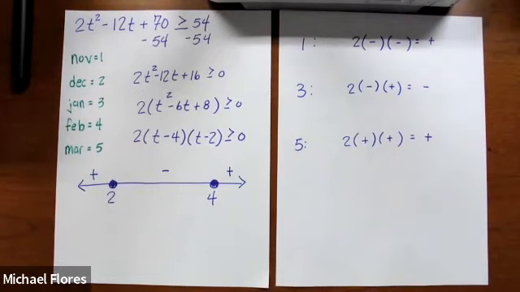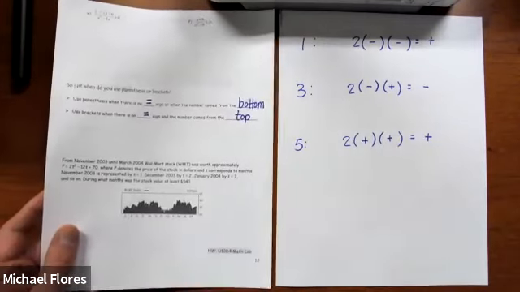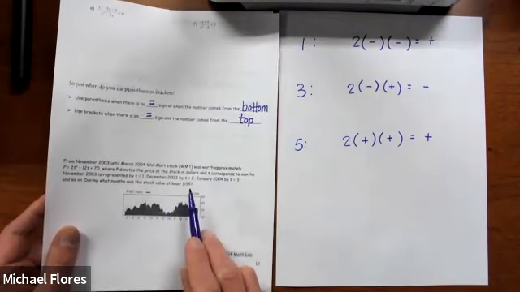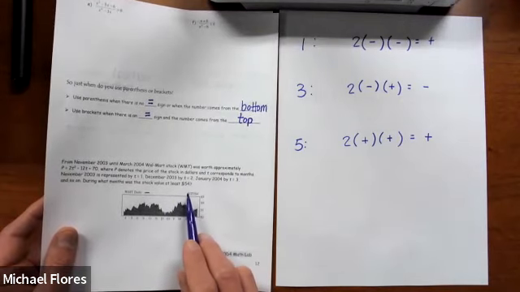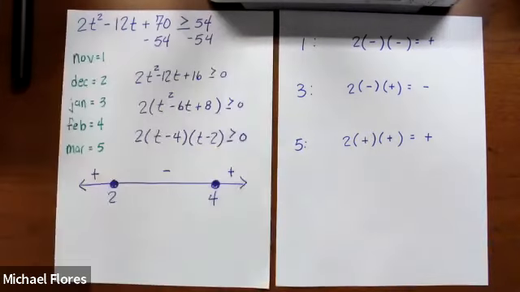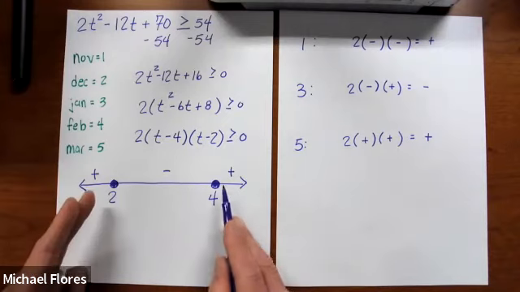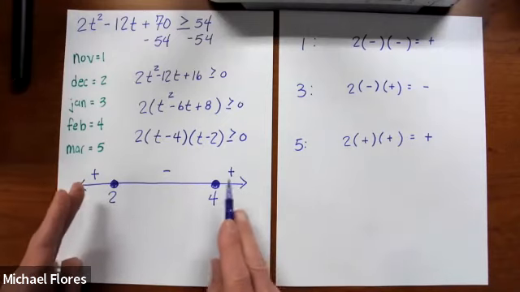Now, let me go back to the word problem. What are we actually solving for here? During what months was the stock at least $54? So it can be equal to 54 or greater than. We need at least that amount, but we can have more than that amount. So we're looking for positive results, right? This is where it's positive.